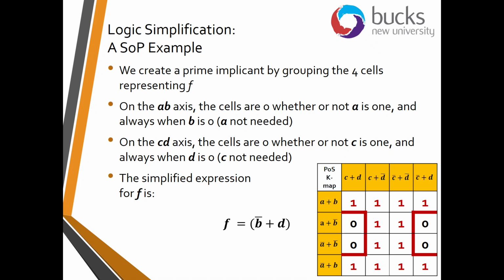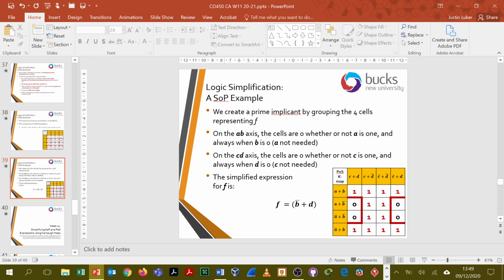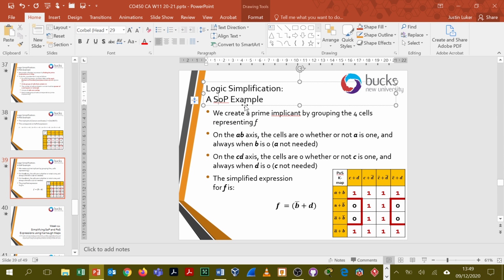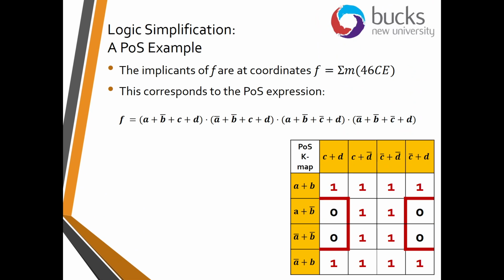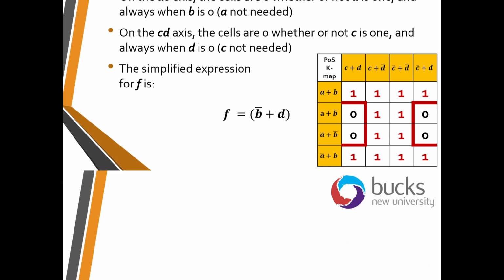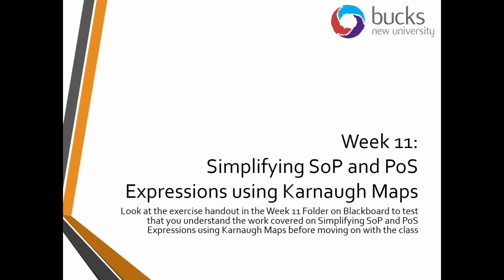Actually, another little glitch. I said this was an SOP example, and this is actually a POS example, product of sums. Sorry about that. Okay. So again, you can do the final simplification now using the exercise sheet.